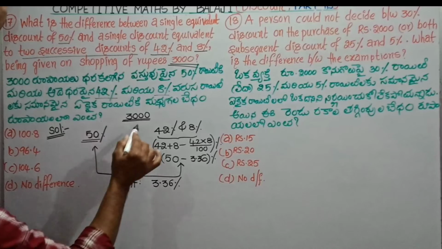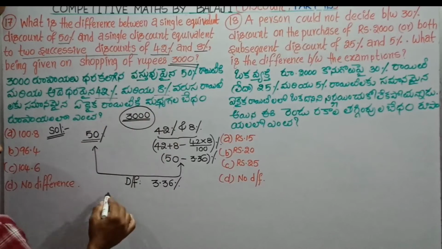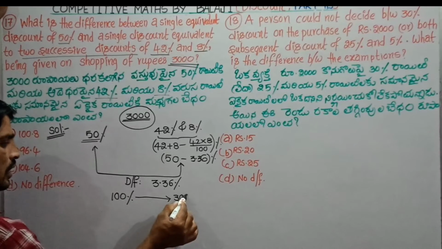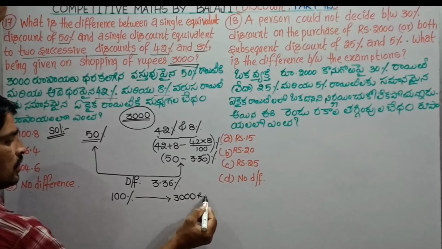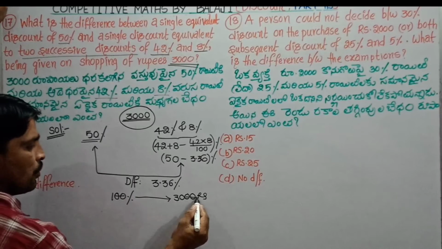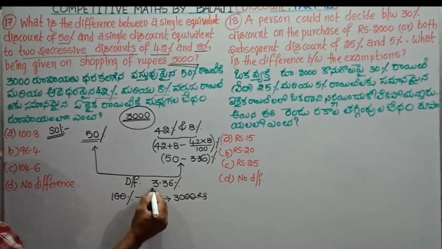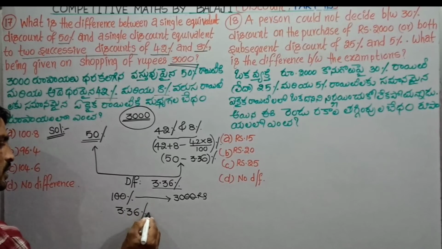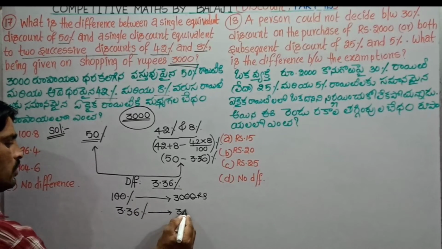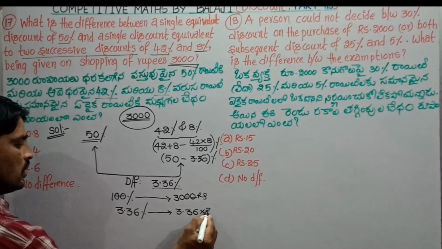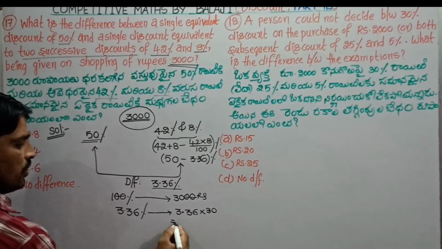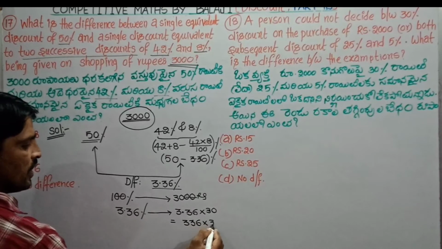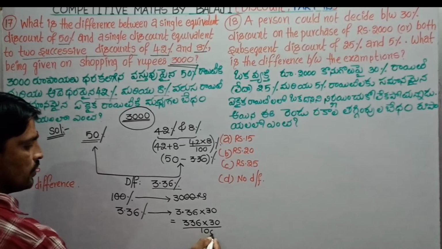Now, suppose 100% amount is 3000 rupees. Then 1% amount is equal to 30 rupees. We have to find 3.36% amount. 3.36% amount equal to 3.36 into 30. That is equal to 336 into 30 over 100.